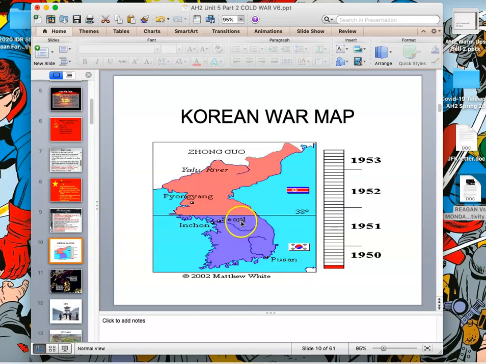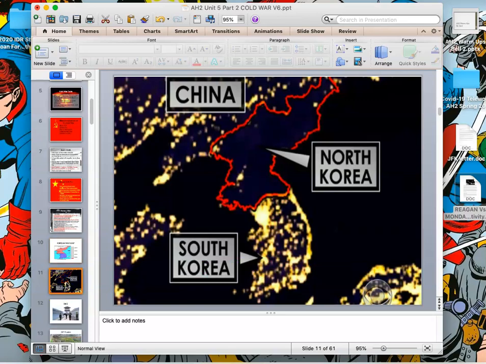So you see, Seoul can be problematic because it is right at the border of North and South Korea, where Pyongyang's a little further north. Here's one of my favorite images to show students. So here you have satellite images of North and South Korea. You see China there too.